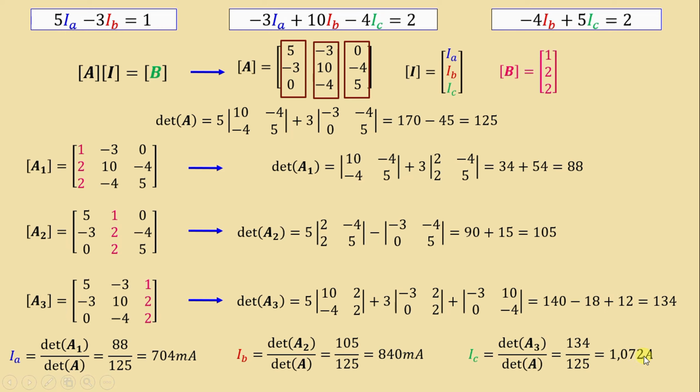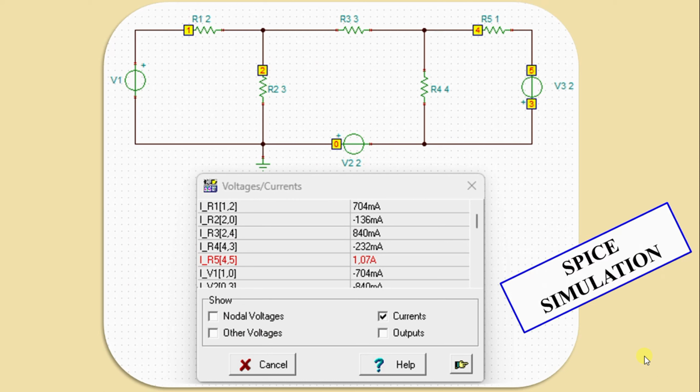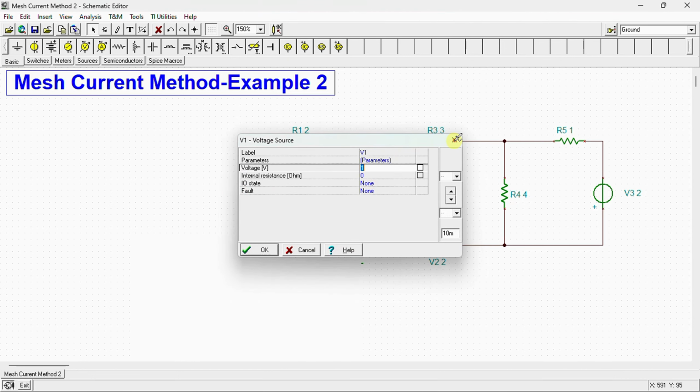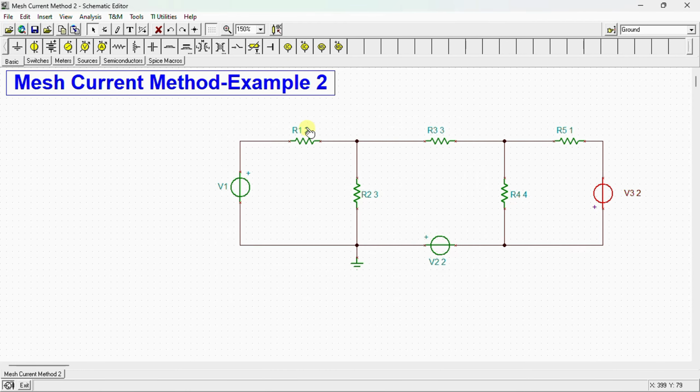After we finish calculation, we go now to SPICE simulator in order to verify our calculation. Let's go together to SPICE simulator. Here is the circuit done by SPICE simulator. We see here V1 is 1 volt, V2 is 2 volt and V3 is 2 volt, and we have our resistor R1 2 ohms, R2 3 ohms, R3 3 ohms, R4 4 ohms, and R5 1 ohm.